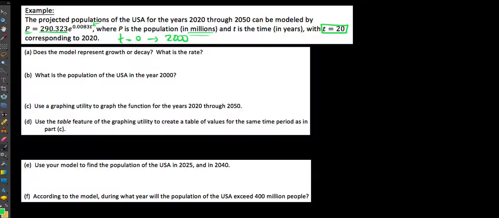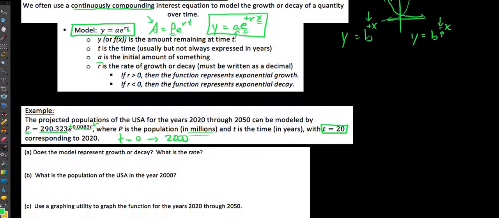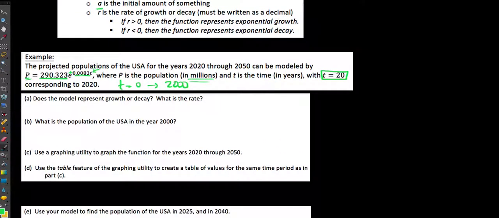And with respect to is it growing or decaying, I suppose we could just look up here at our rate, and I notice that our rate is positive. So we have a growth situation here. So in terms of does this model represent growth or decay and what is the rate, I see that my rate in this case is positive. So I would say this is a growth situation because the rate is positive.